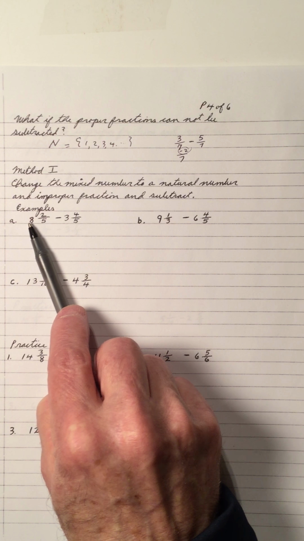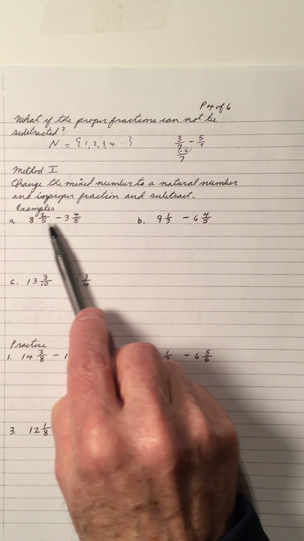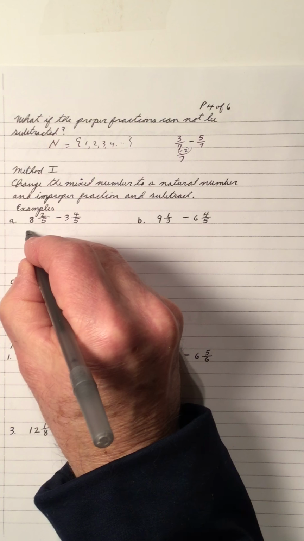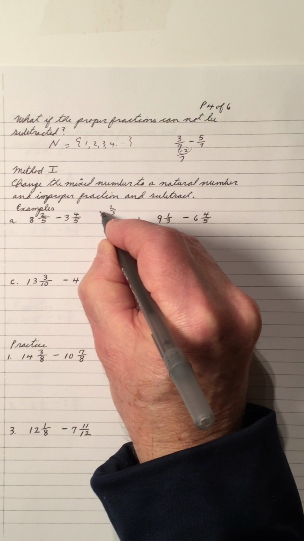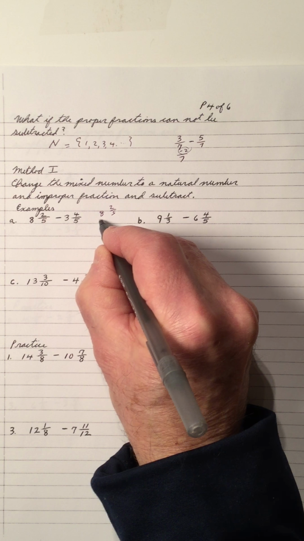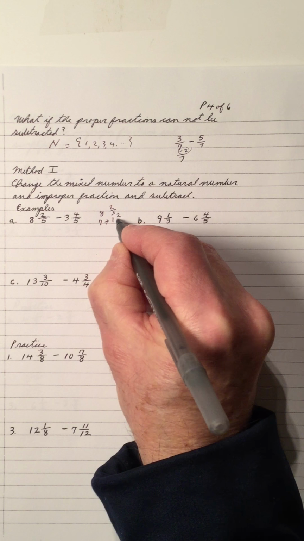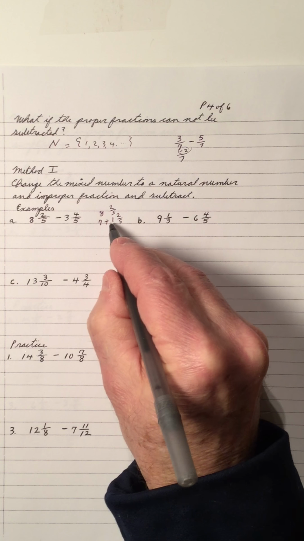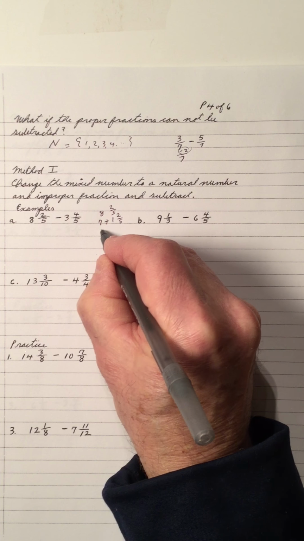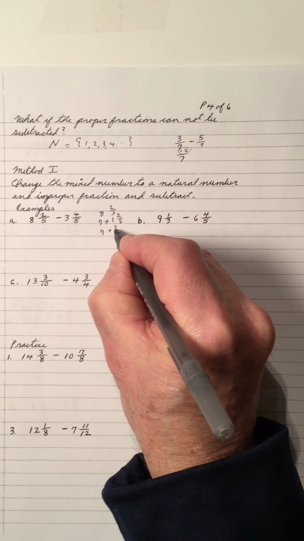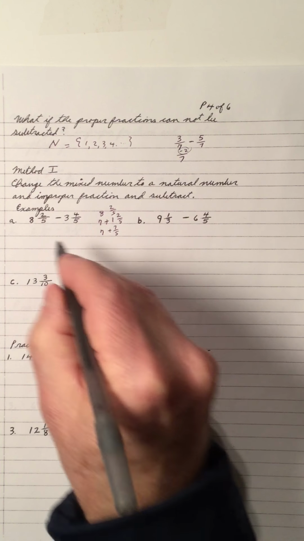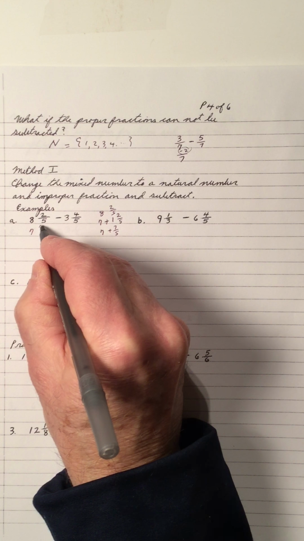So if we change 8 and 2/5 to a 7, well, let's explain. 8 and 2/5. If you make that a 7 plus 1 and 2/5, because 1 and 7 is 8, and then your 1 times 5 plus 2 is 7. So now you have a 7 and 7 over 5.